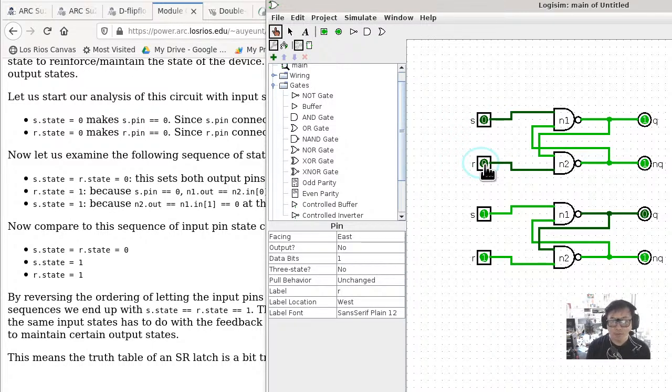In other words, we are telling the SR latch to both set and reset at exactly the same time. What is it going to do? Isn't that kind of an interesting question? So I cannot do this manually, okay?